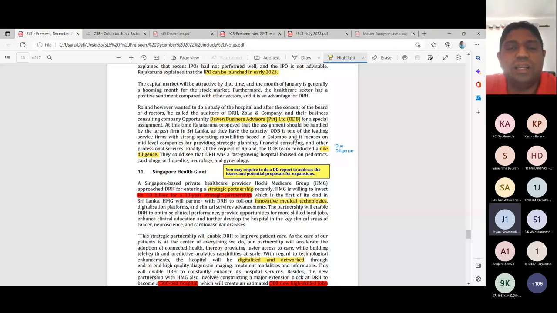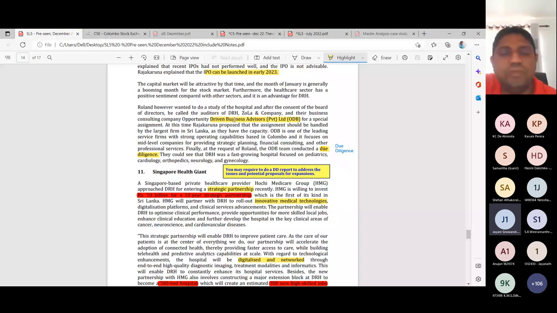Roland wanted to do a study of the hospital, and after the consent of the board of directors, he called the auditors of DRH and their business consulting company, Opportunity Driven Business Advisors Private Limited, ODB, for a special assignment. This may be the role they are going to give you. So maybe a consultant of this particular organization will be your role. For this special assignment, Raja Karna proposed that it should be handled by the largest firm in Sri Lanka, as they have the capacity.